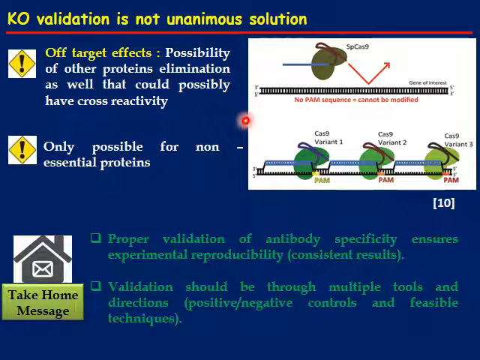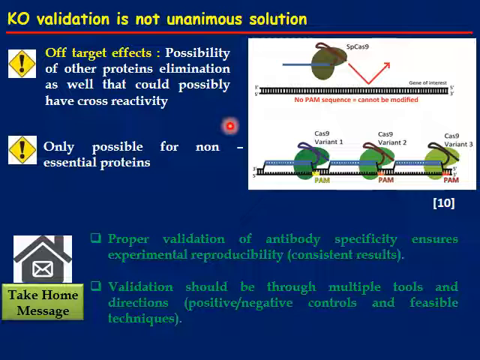But sometimes, even with minor dissimilarities with the PAM sequences, the endonuclease Cas9 can bind, and in such cases the upstream of the PAM sequences may not always be the target site. So it causes the elimination of other proteins apart from the target proteins. In addition, it is only possible for non-essential proteins. With respect to essential proteins, the knockout cannot be executed as it leads to cell death.